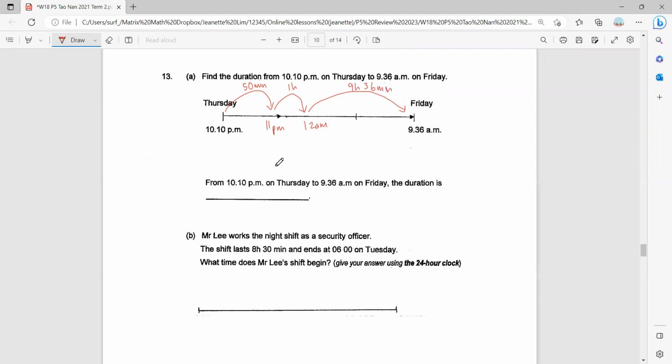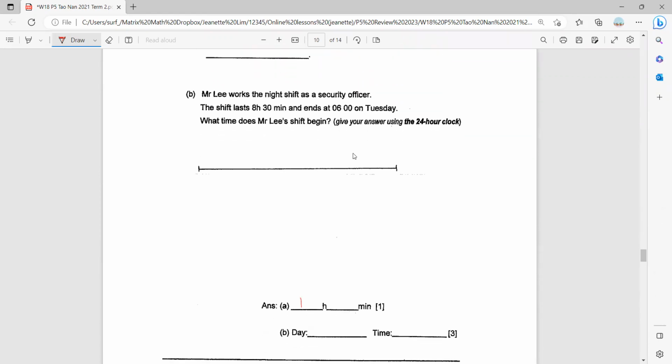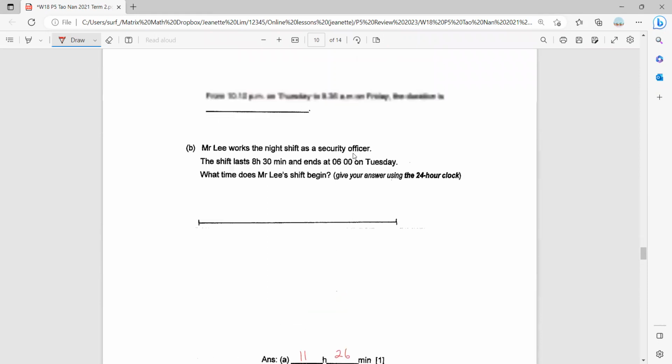So find the total of all these durations. 9 hours, 36 minutes plus 1 hour plus 50 minutes. So I'll get 10 hours. Then the minutes, I have 36 plus 50, which is 86. 86, I can also get 1 more hour, right? So that's 11 hours and 26 minutes. So that's the answer for part A, 11 hours, 26 minutes.